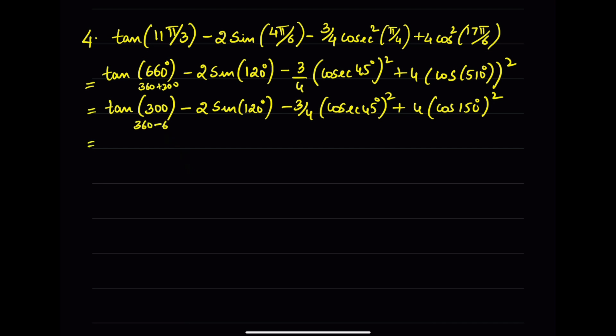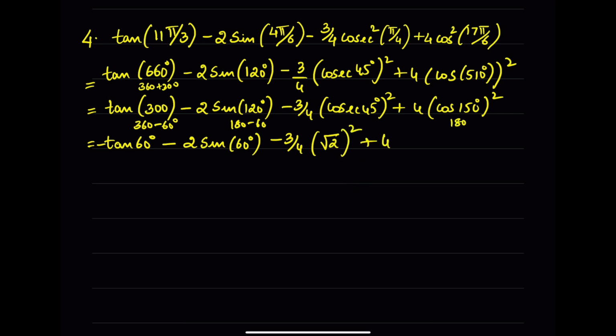This is 360 minus 60 degrees, so this would be minus tan of 60 degrees because in fourth quadrant tan and cotangent are negative, minus 2, this is 180 minus 60. So second quadrant sine is positive, so this is sine of 60 degrees minus 3 by 4. We can directly apply, sine of 45 degrees is 1 by square root of 2, so cosecant of 45 will be square root of 2 and there is a square plus 4 times, this is 180 minus 30, and in second quadrant cos is negative, so this will be minus cos 30 degrees.